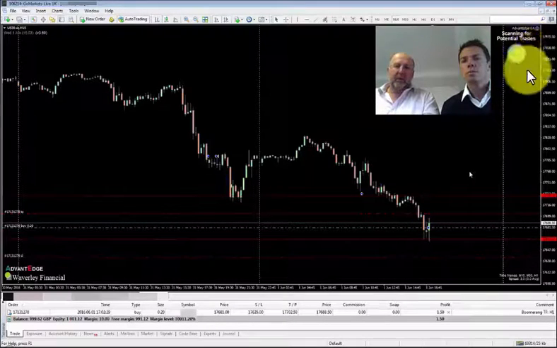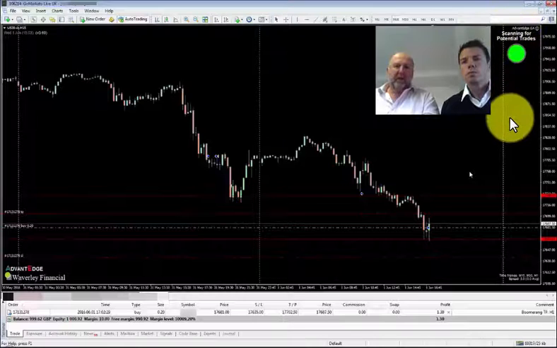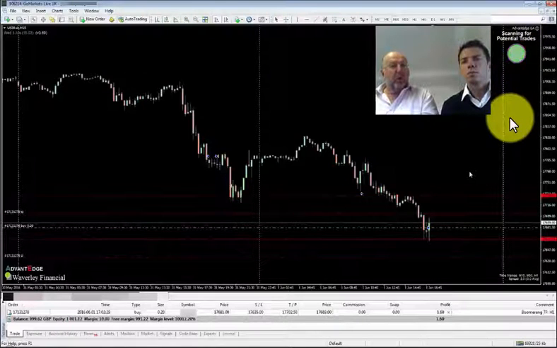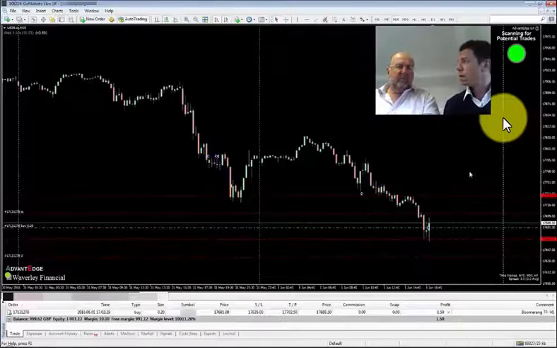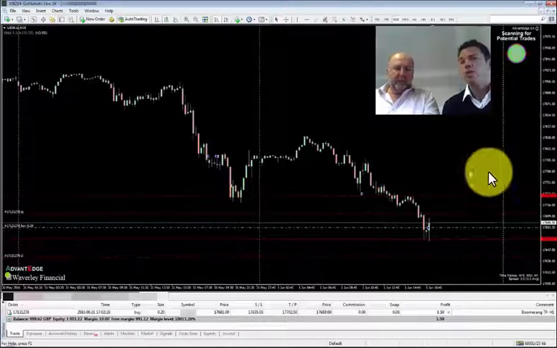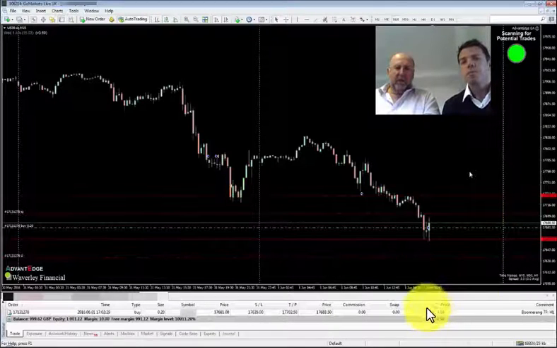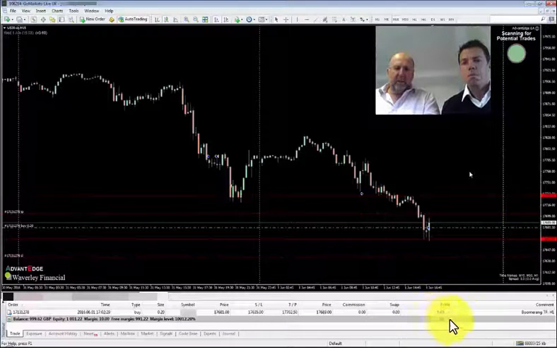Other things to note, there's a green pulsing light up here saying scanning for potential trades. So am I right, it's looking for potential trades all the time? Exactly, Tim. It's telling us that the system's on and it's operating and working. So even when we're not in trades, it's still going to be scanning. Okay, if we look down here, we seem to be in profit now. What's going on here then?